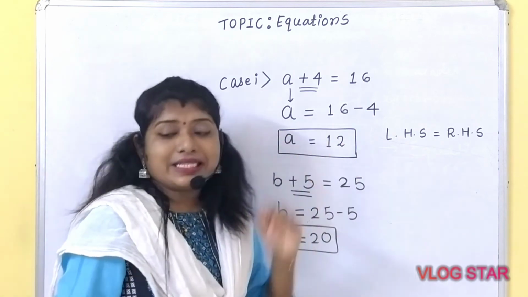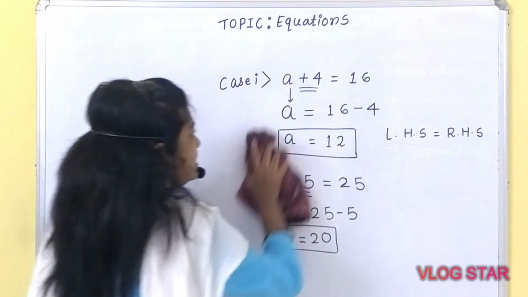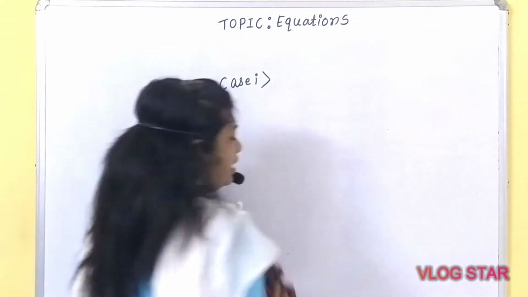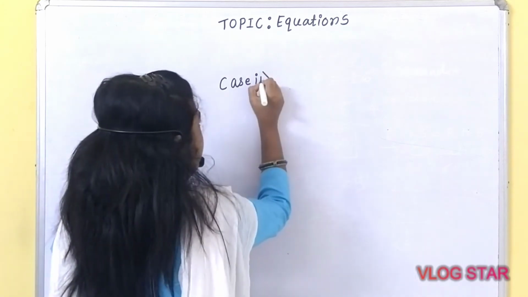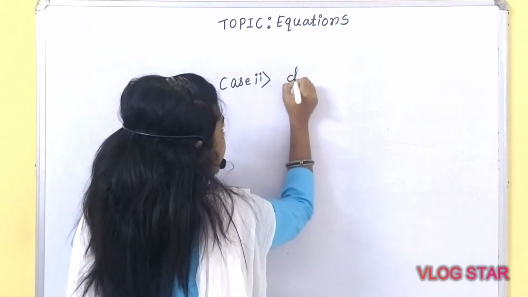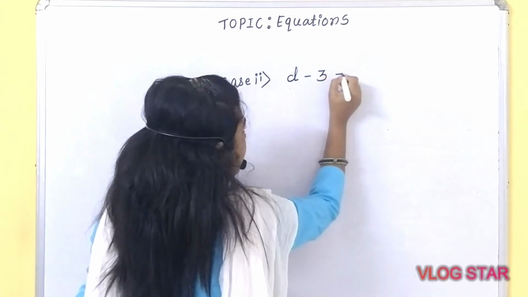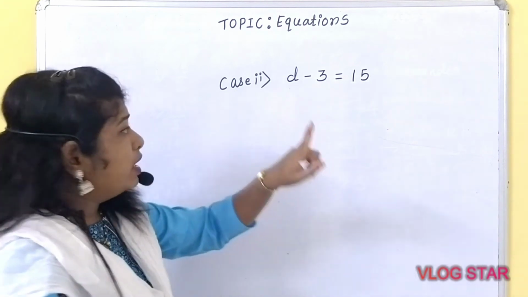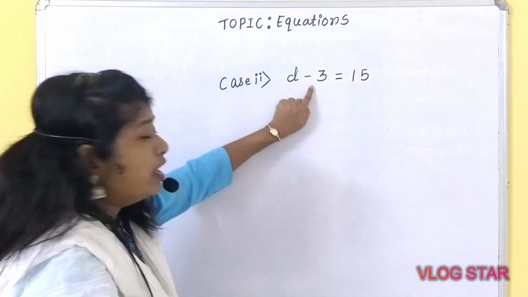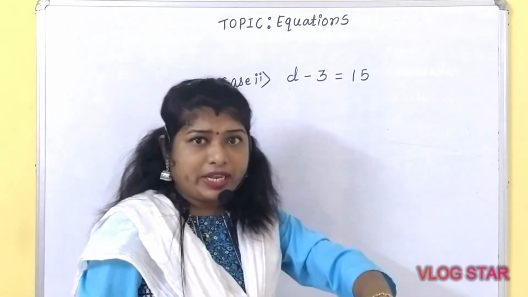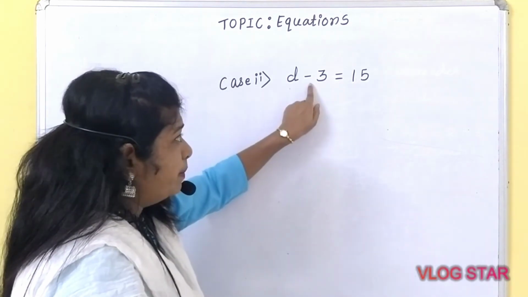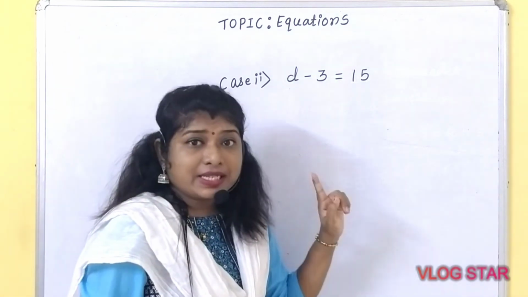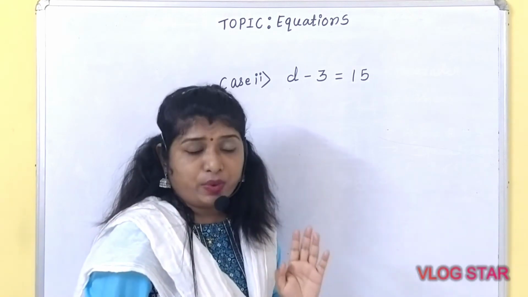Now coming to case number 2. So what is basically case number 2? Now you need to identify why it is case number 2. Let's consider one simple example. If I consider d minus 3 is equal to 15. Now why is this case number 2? If you observe carefully, here we need to calculate the unknown variable. But the term along with the variable is minus 3. In the previous case it was a plus value, if you remember.